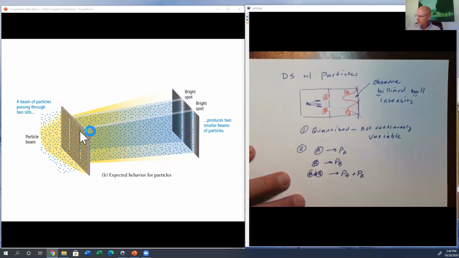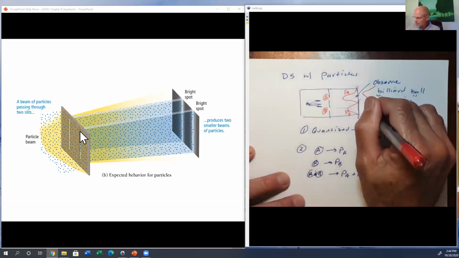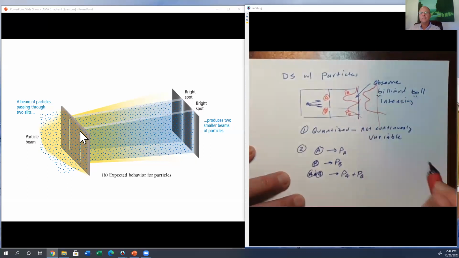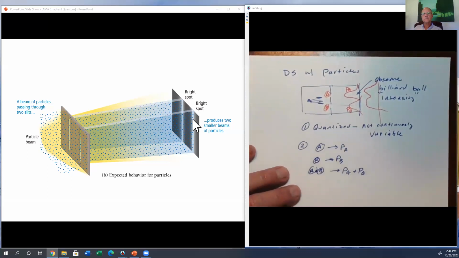So PA plus PB is going to look something like high intensity here, a little dip, high intensity here, and a little dip. Sorry, that's a terrible drawing, but this is a little bit better. You get a bright spot there and a bright spot there. And if you open both holes, there's no interference pattern. You just get this beam of particles hitting here and here. Okay? Does that make sense? So far, so good?